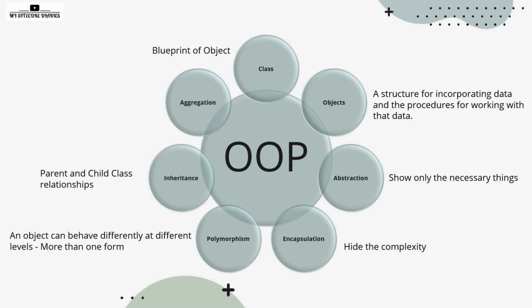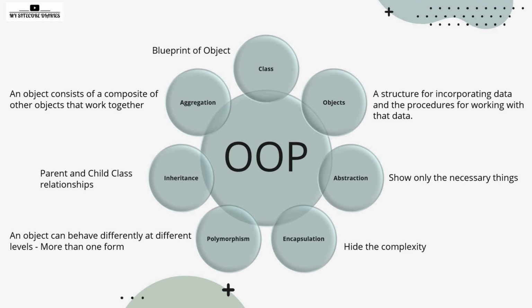Inheritance is a parent child class relationship. Aggregation is when an object consists of a composite of other objects that work together. So one main object will have multiple objects, and that is called aggregation. So these are the characteristics of object oriented programming: class, objects, abstraction, encapsulation, polymorphism, inheritance, and aggregation.